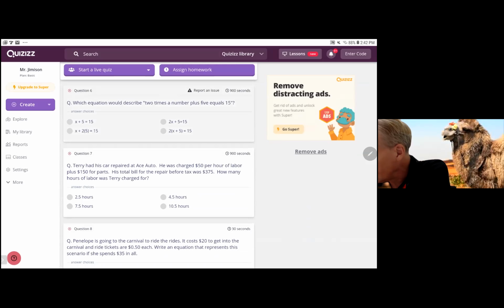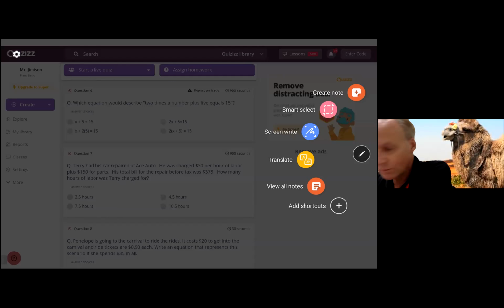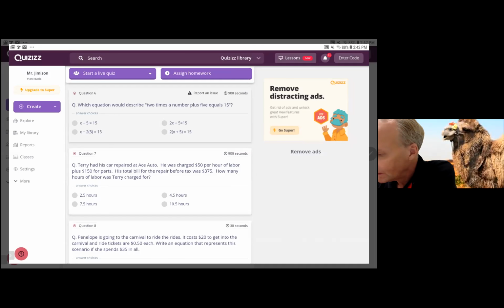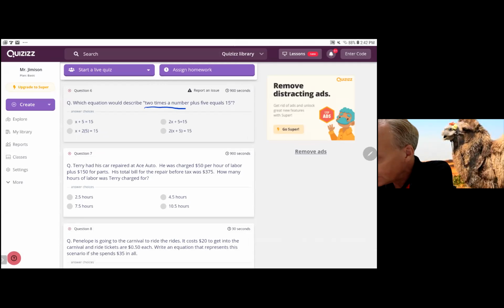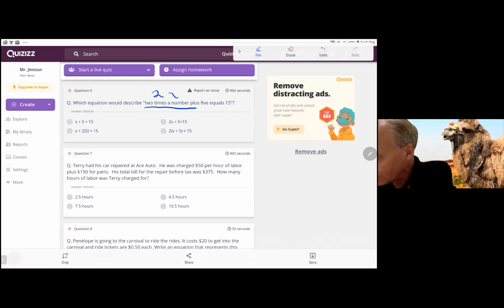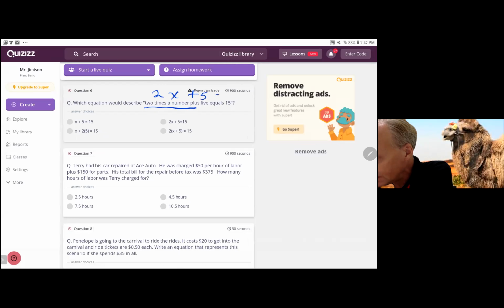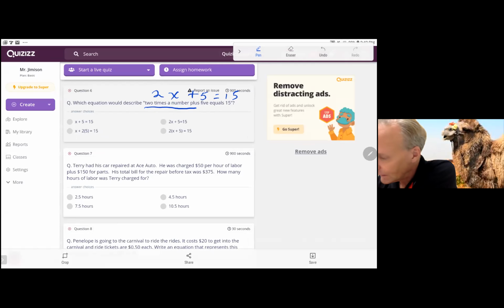Okay, so this one, looks like I can get all of them in there. I'm gonna get these three and then just two more. We're almost done. Which equation would describe 2 times a number? 2 times a number is one we don't know, plus 5 is equal to 15. Notice I'm just writing what it says.